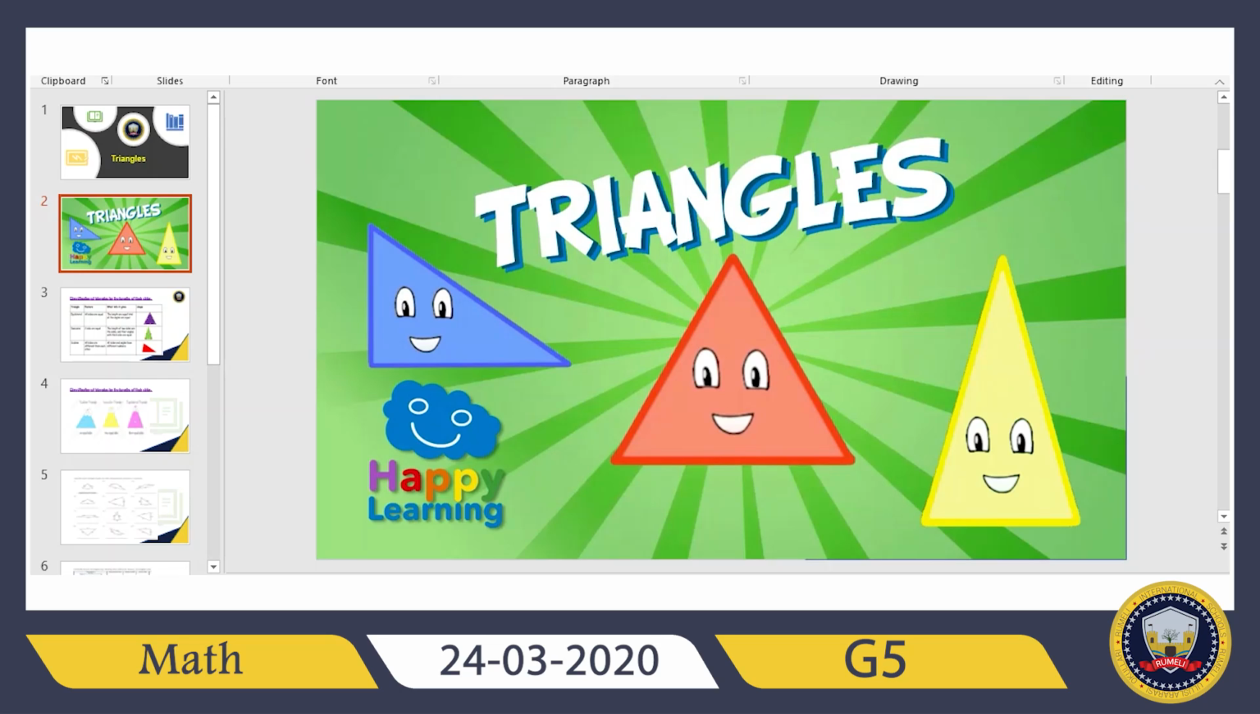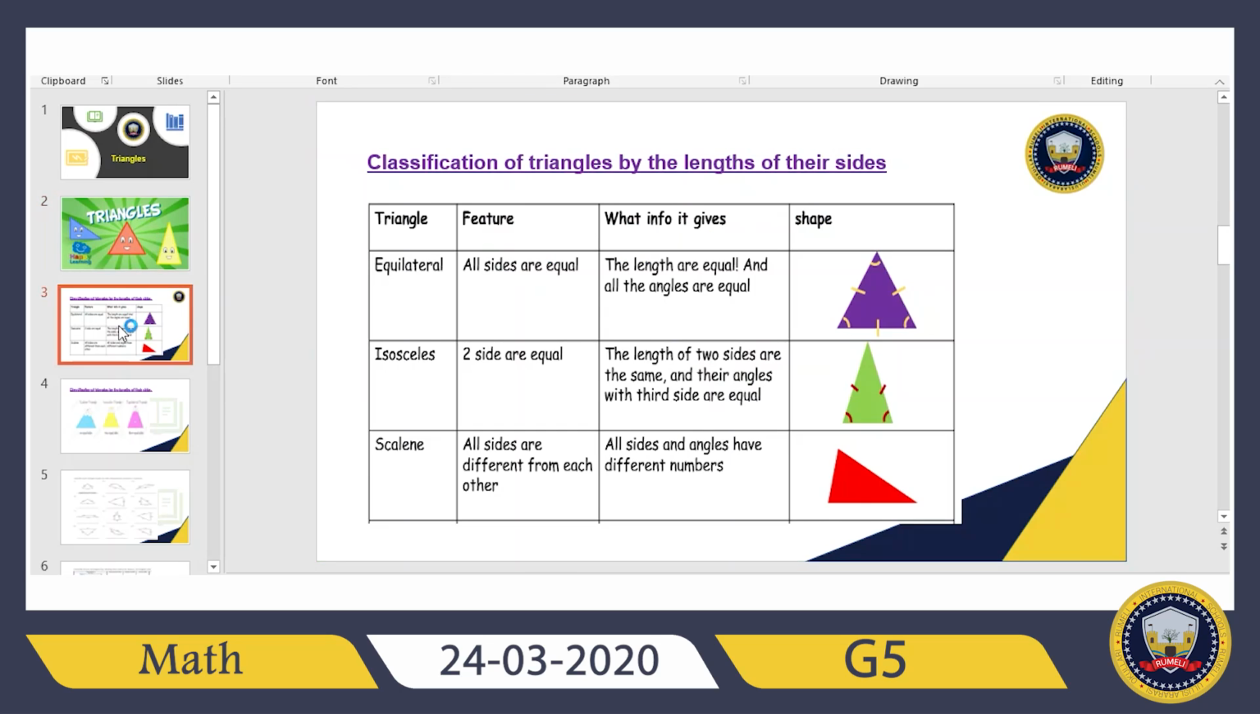Today our next lesson is about triangles. We're going to take the first part of the chapter, the triangle, which is classification of triangles by the length of their sides. What does this mean? I will determine the type of the triangle based on the length of its sides. There are names for triangles based on the length of their sides.